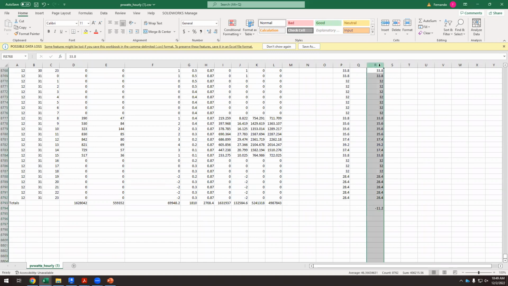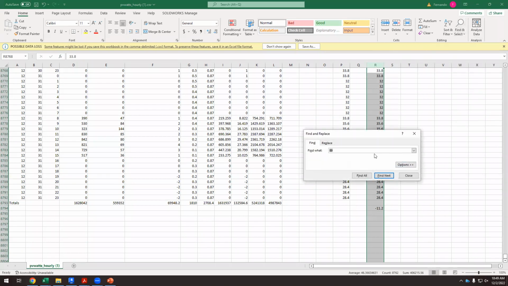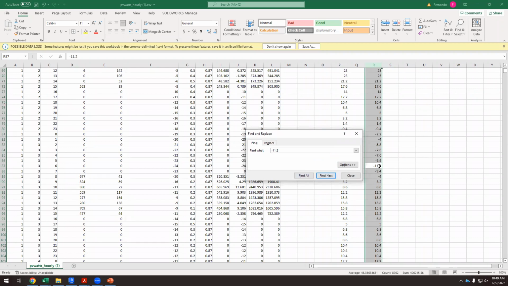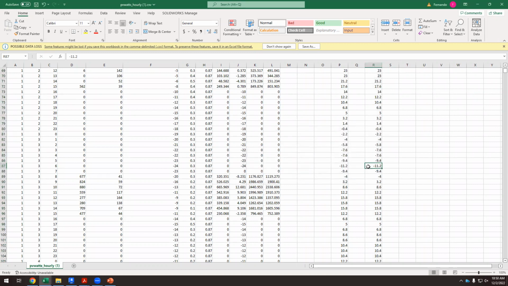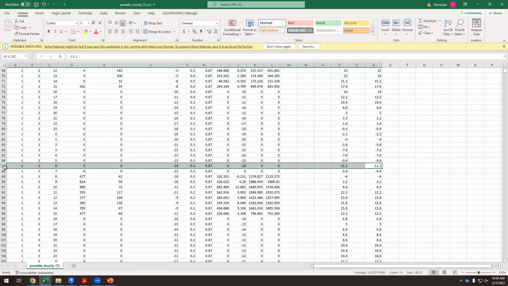But now, when does it happen? Okay, so I select this column and I have to find negative 11.2. If I find next, this is it. Okay, so on this day, which is January the 3rd at 6 a.m. Apparently, this is the coldest temperature in January.